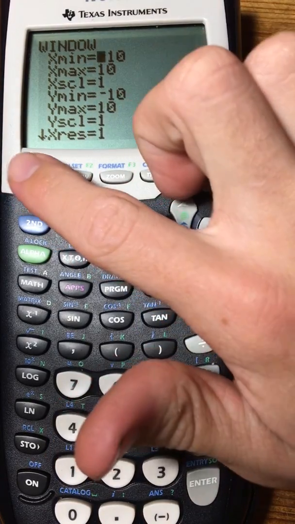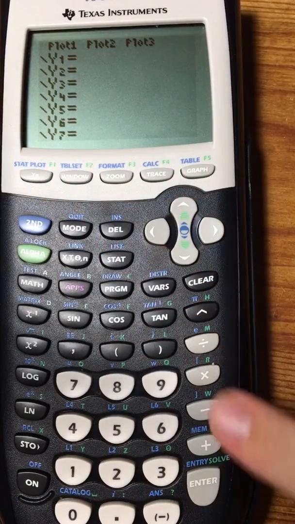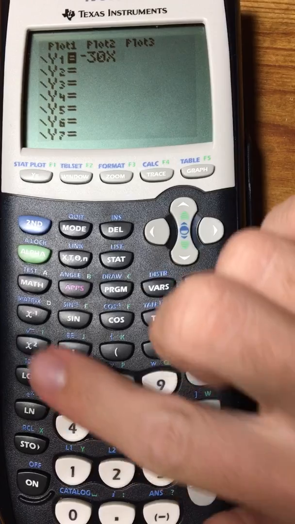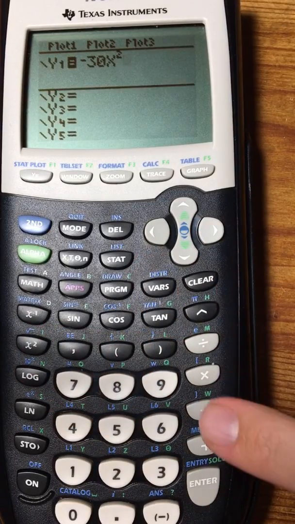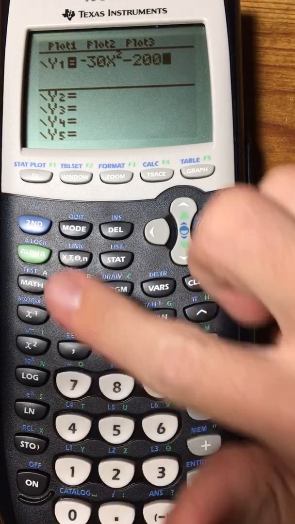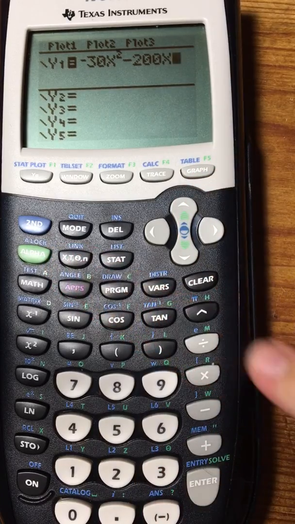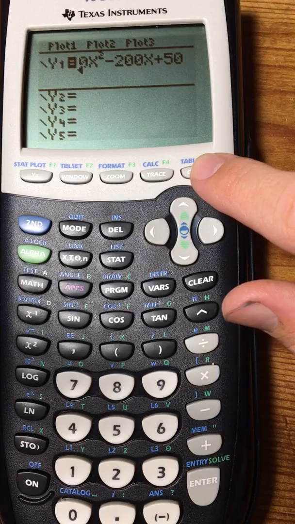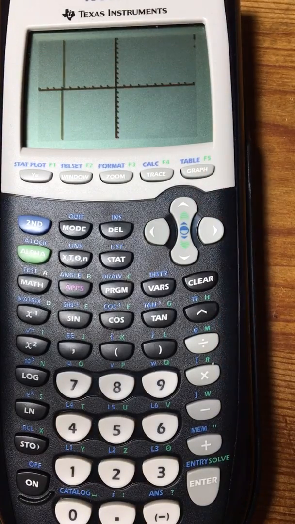But sometimes you'll get other equations, such as, let's say, negative 30x squared minus 200x, we'll say plus 50. And now we'll graph it. So as you can see, with maximum and minimum values of 10 and negative 10 respectively on the y-axis, this graph really won't tell us much.